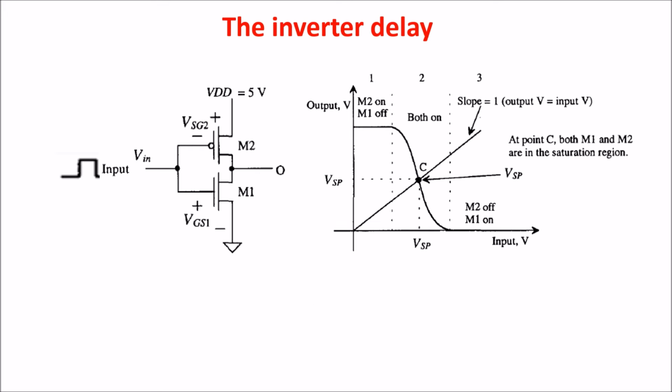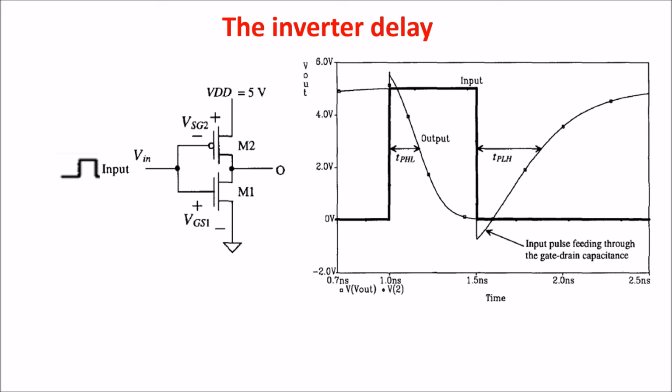So we define two times. The first time starts when the high pulse arrives in input till the moment the output and the input have the same value VSP, so till the switching point. This is the time for the output transition from high to low. The second time starts when the input pulse goes to 0 till the moment the output and the input have the same value VSP, so this is the time for the output transition from low to high.